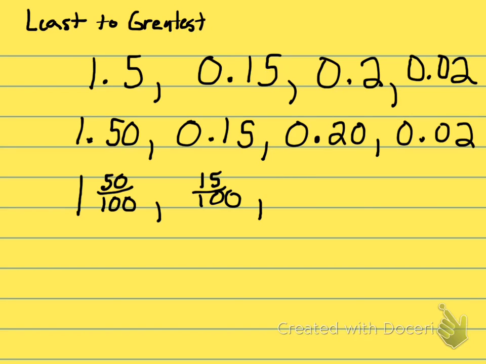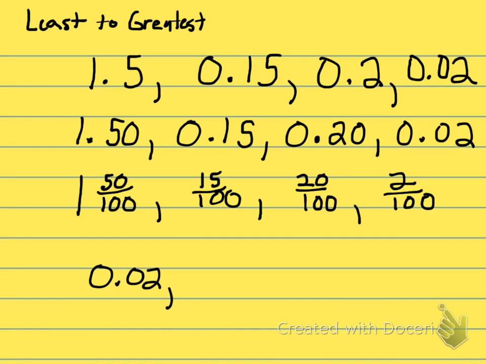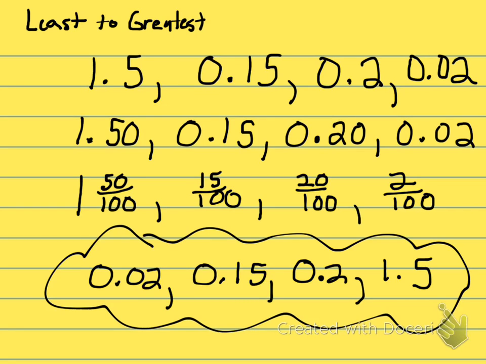15/100ths, 20/100ths, and 2/100ths. A little easier to compare. The least is 2/100ths, and we write it in its original form. The next would be 15/100ths. Next would be 2/10ths. And finally, 1 5/10ths. And that is the answer.